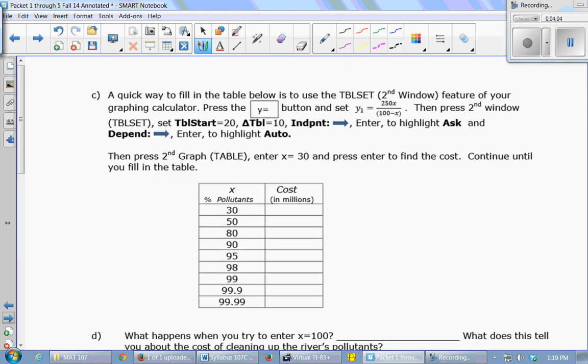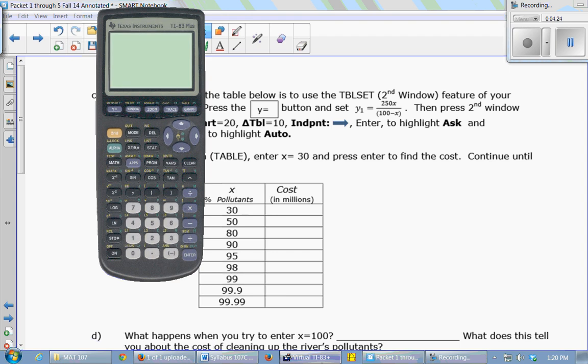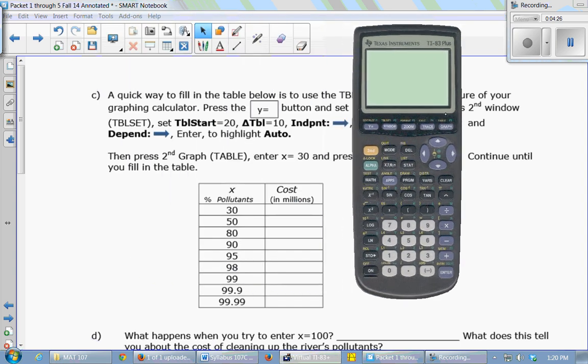So if I wanted to do this really fast, like if I wanted to know the cost to do 30, 50, 80, 90, 95, 98, 99, a whole bunch of costs really fast, I can use my calculator to do this quickly. Or something like GeoGebra or whatever graphing device you have. I'm just going to use my TI because I have one here. If you're using a different device, it will be your responsibility to figure out how to do these kinds of things.